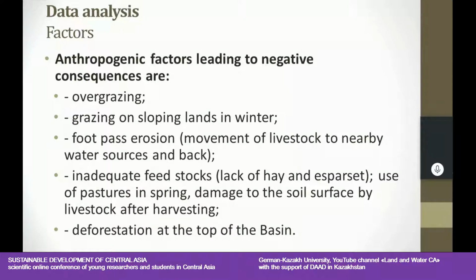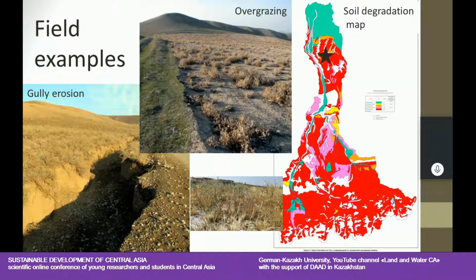Here are the field examples. During the field work, I was in two districts, Ganchi or Devashtij district and Spitamen, the upper and lower part of this basin, and I found soil degradation. These are just examples, some photos taken by me. Also here are more field examples.